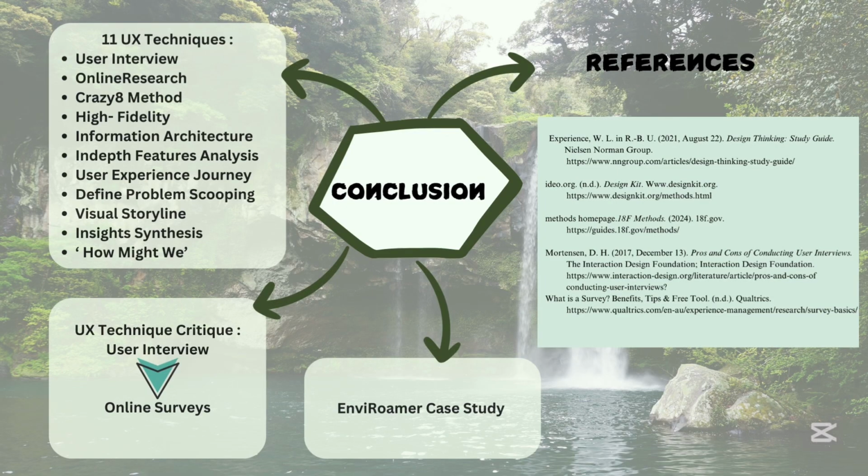In conclusion, there are 11 UX techniques that I found: user interview, online research, Crazy Eight method, high fidelity, information architecture, in-depth feature analysis, user experience journey, define problem scoping, visual storyline, insight synthesis, and How Might We. Then, the UX technique that I have critiqued is user interview, and the idea to replace user interview is online survey by Google Forms.